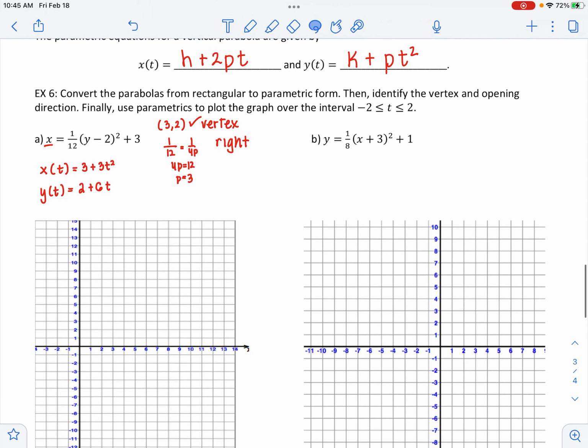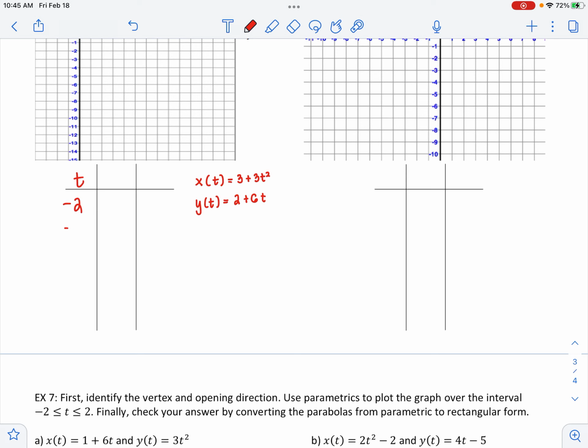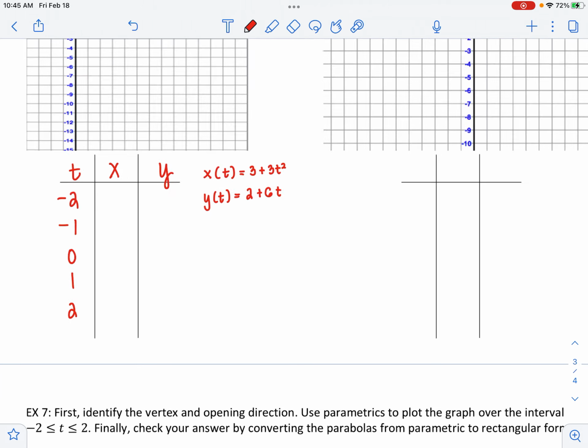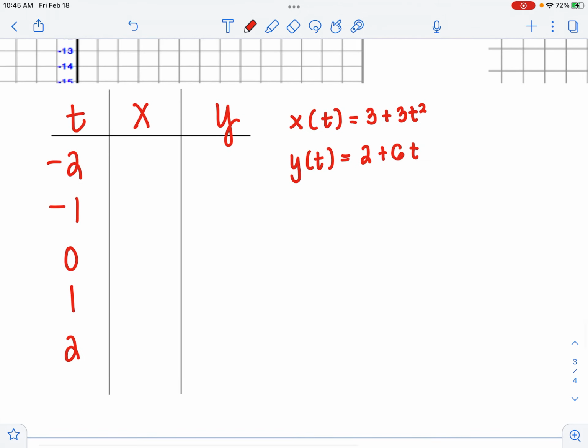Now I'm going to get my t-values. The t-values are written right here, -2 to 2. So I'm plugging in t-values -2, -1, 0, 1, 2, and getting x and y values, and then I'm going to plot those. Plugging -2 into the first equation: -2 squared is 4. 4 times 3 is 12, plus 3 is 15. Remember, this is a quadratic, not linear, so I can't just keep adding 3. I have to keep plugging it in.